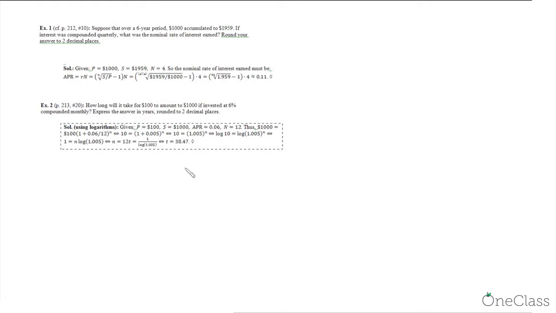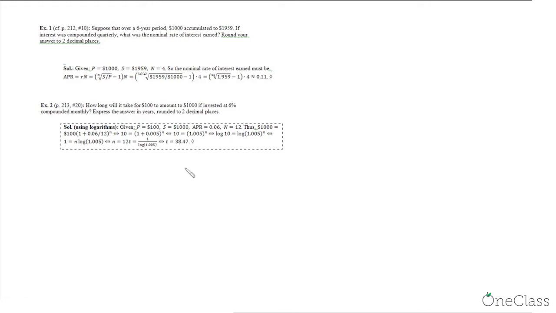You just have the formulas in front of you, and so you plug it in, and what does that work out to? 10 equals (1 plus 0.005) all to the power of n. Okay, so how do we break out of this power? That's why we introduce logarithms.